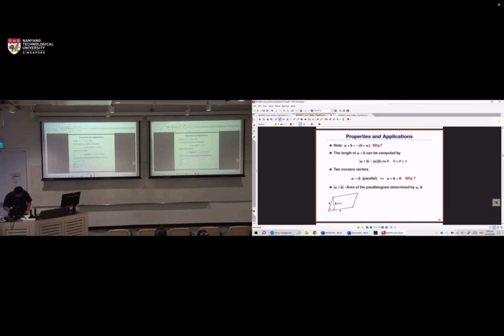Properties and applications. This one you can read on your own. All these are from high school days, vectors, and also maths 1.